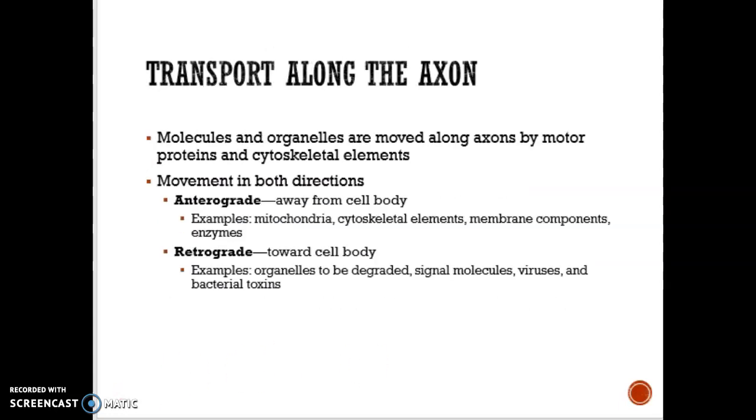Now, the neat thing about these axons is that they don't only have to send information in one way. Because they can send and receive, they can move in both directions. So what you'll notice is something called anterograde or retrograde. If it's anterograde, that means it's going away from the cell body or sending information. If it's retrograde, that means it's toward the cell body, and that means it is bringing information in. That's the axon.